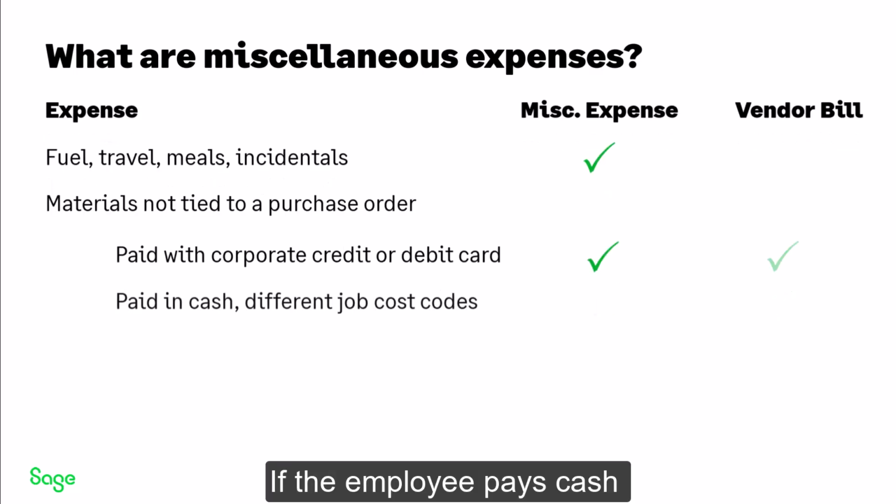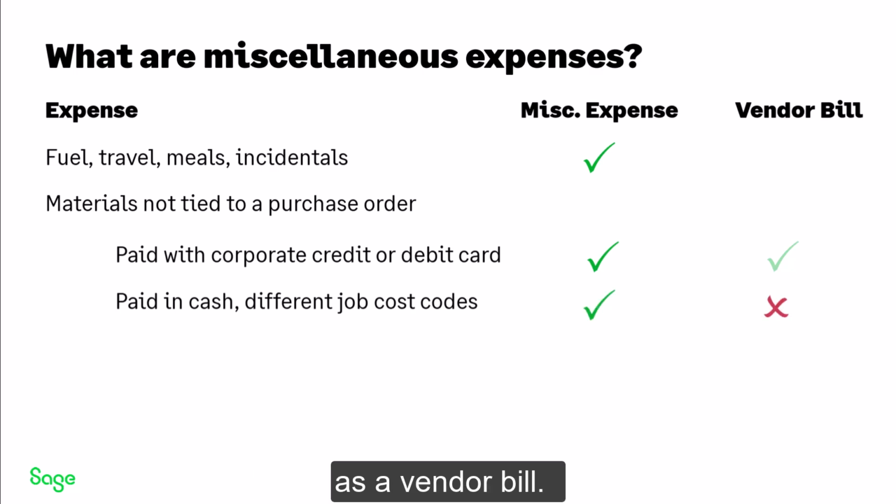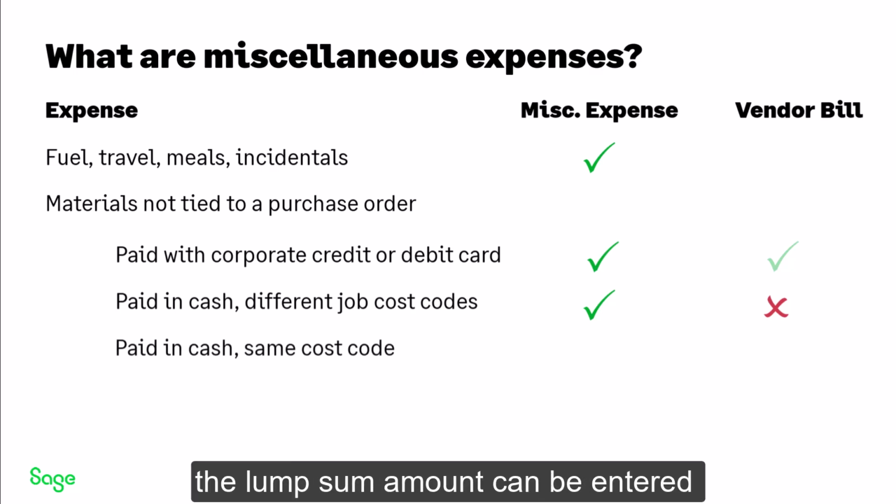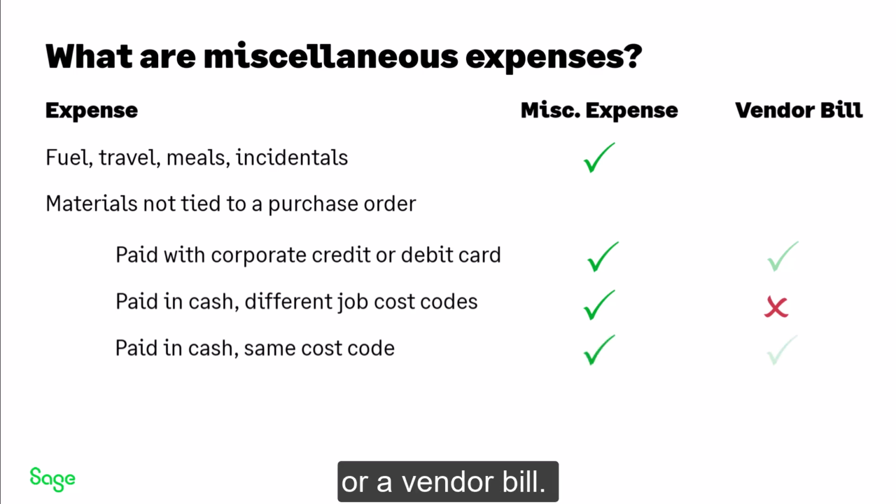If the employee pays cash for the materials, and the materials are for different job cost codes, they should also be entered as a vendor bill. If the employee pays cash and the materials all pertain to the same cost code, the lump sum amount can be entered either as a miscellaneous expense or a vendor bill.